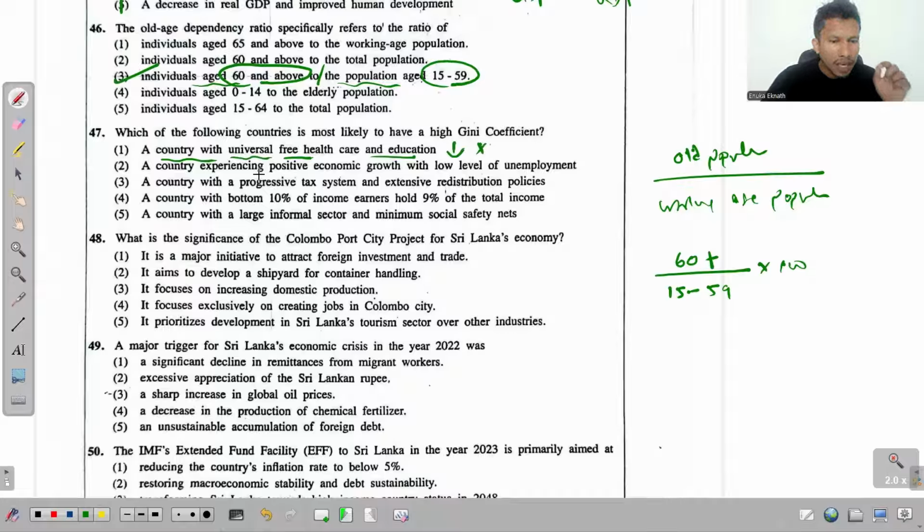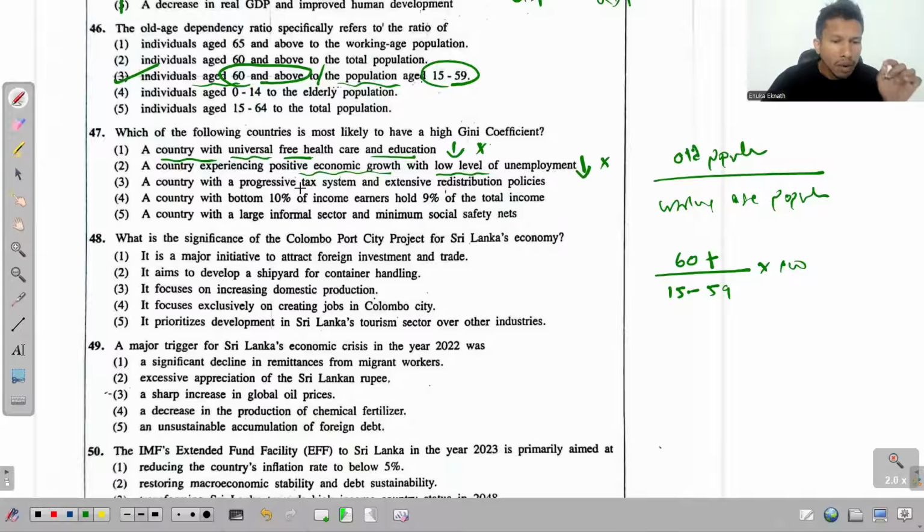A country experiencing positive economic growth with low level of unemployment. See, if there's a positive economic growth and lower level of unemployment, which means employment is really high, then again, the disparity in income distribution has to be lower so that the Gini coefficient will be lower. So this is again not the answer.